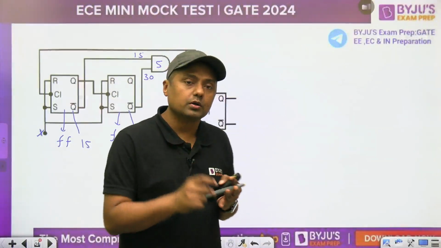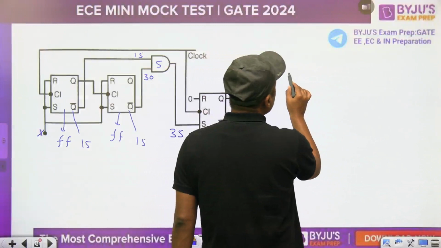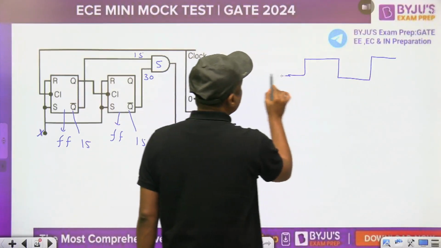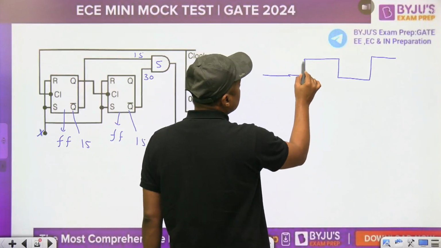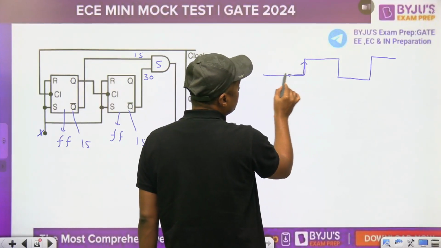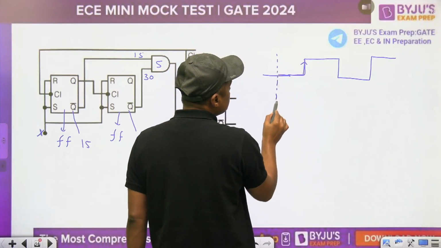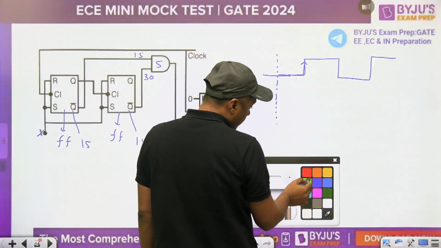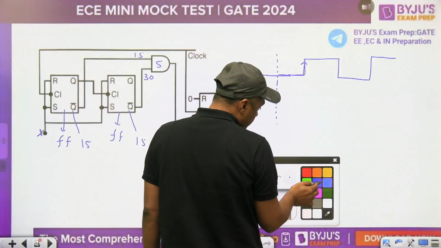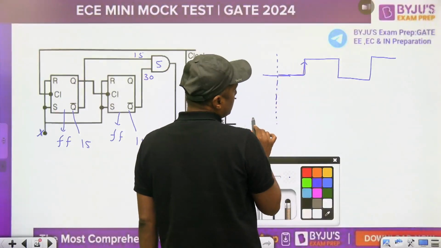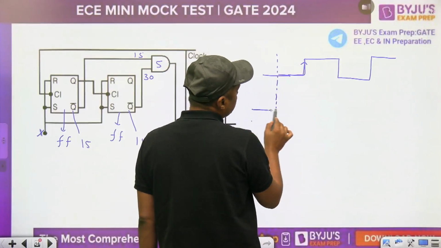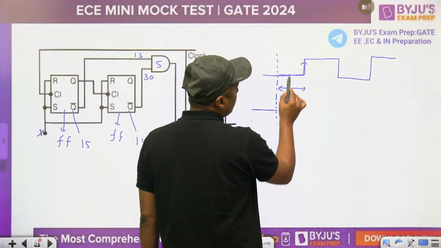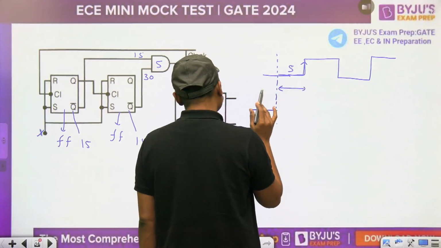Setup time means what? If this is the clock pulse, for example a positive edge triggered one, then you have to set the input. The input should be stable just before the occurrence of the clock pulse. For how much time? This is called setup time. Before the setup time, the input should be stable.